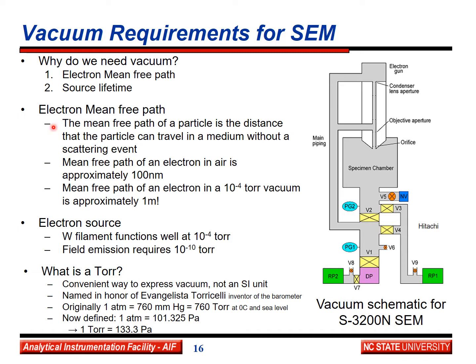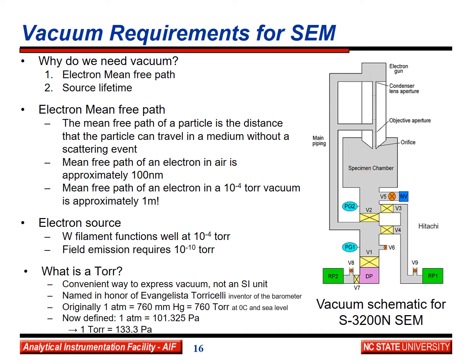The mean free path of a particle is the distance that particle can travel in a medium without a scattering event. The mean free path of an electron in air is on the order of 100 nanometers. Since we have more than 100 nanometers between the electron gun in the column and the sample, we need to increase our mean free path. If we can pull a vacuum to 10 to the minus 4 torr, we can increase the mean free path of our electron to about 1 meter. And a meter is typically more than the distance between the electron gun and the sample inside the chamber.